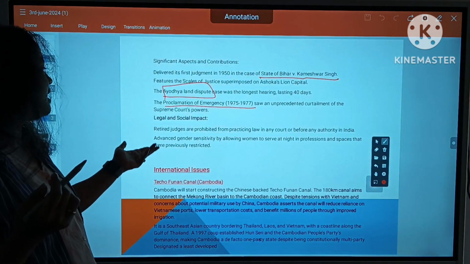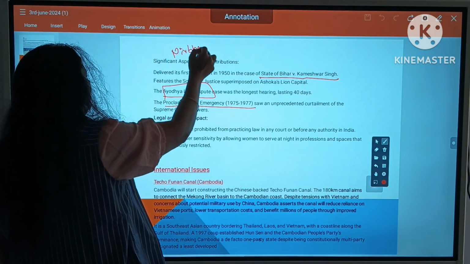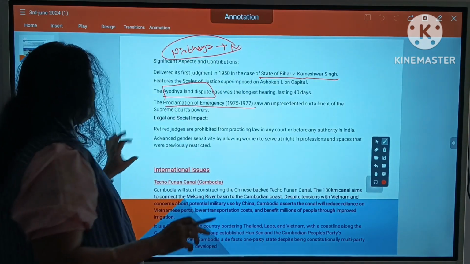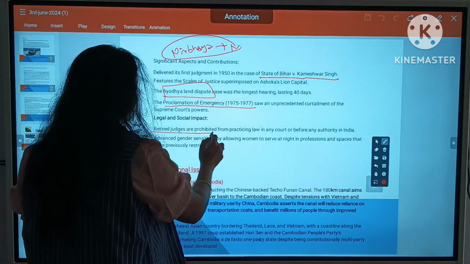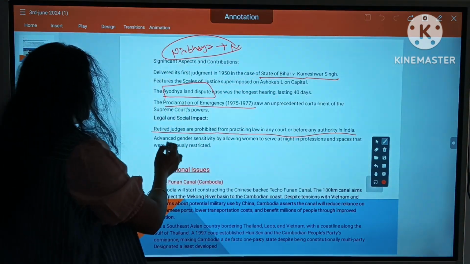These are the main cases solved by the Supreme Court. Even the Nirbhaya case they solved. It is a nationwide sensational case that was solved by the Supreme Court. Retired judges are prohibited from practicing in law courts. Already you might be studying all this in political science also.